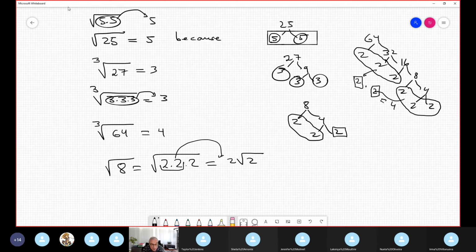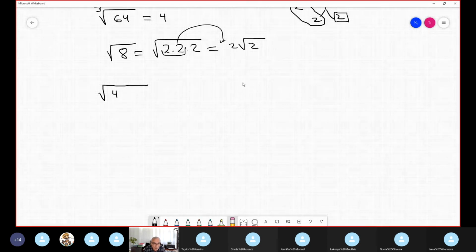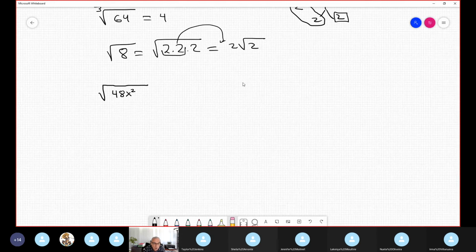A similar situation happens with the variable. Okay, suppose the square root, let me complicate your life, of 48 x squared y to the fourth. Compute that.